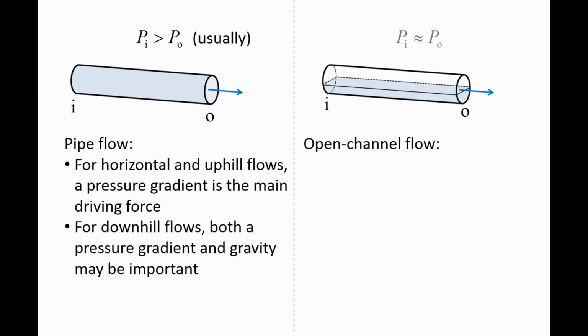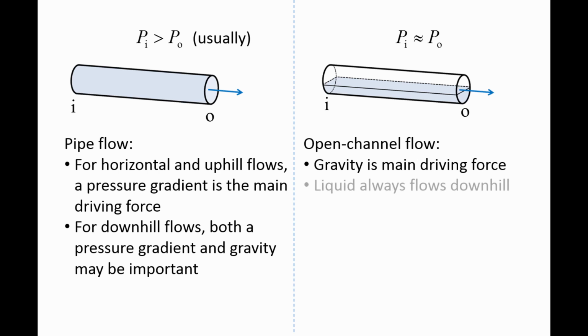For open channel flows, the pressure is approximately constant along the entire surface of the liquid, and gravity is the main driving force transporting the liquid along the pipe system. Since there is no pressure gradient, the liquid can only flow downhill. We will now examine why pressure gradients develop in pipe flow.